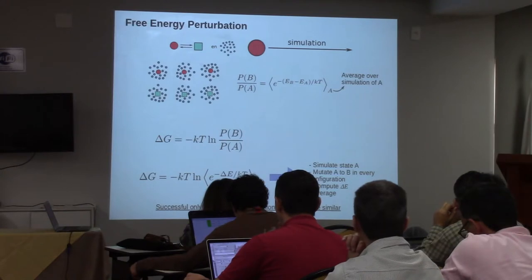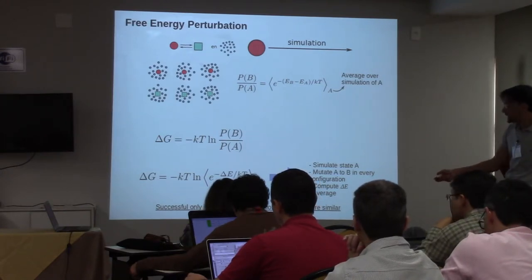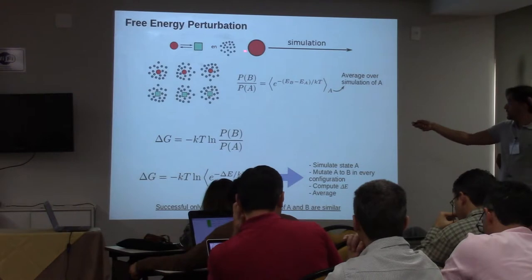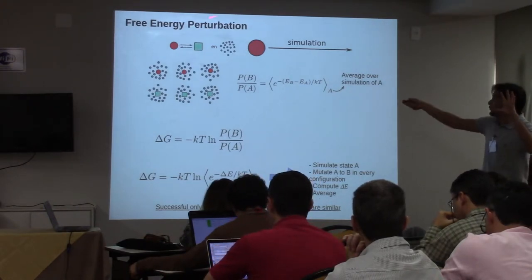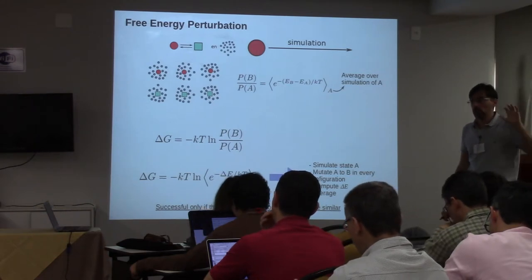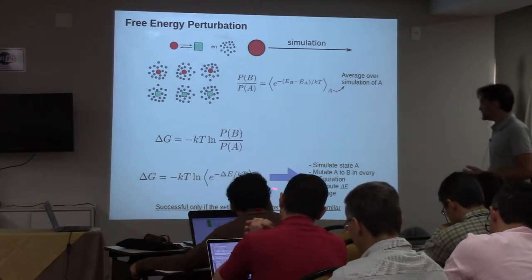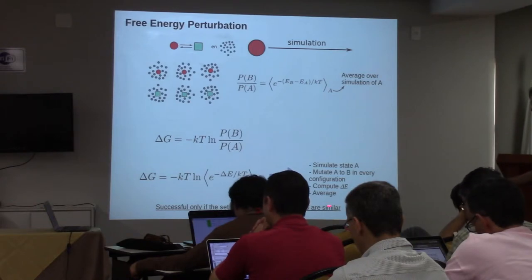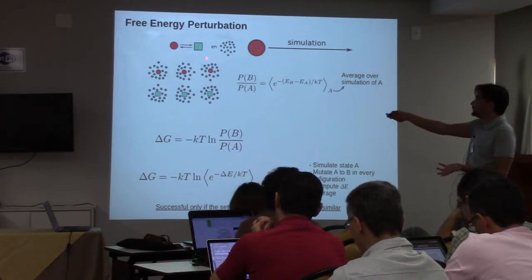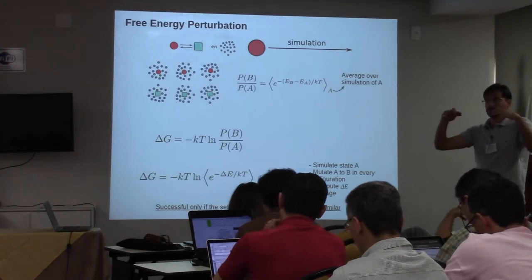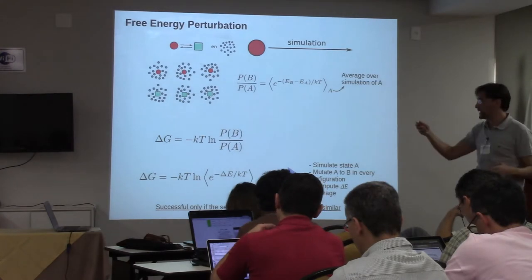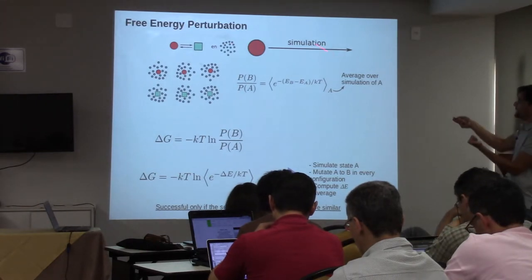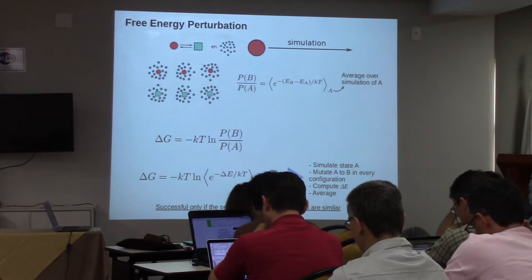Of course, we are assuming here that the set of configurations which are sampled by a simulation of the red ball or anything else is enough to represent every configuration of the green square. So this idea will only be successful if the set of configurations of state A and state B are similar. If these two states are very different from each other, then the mutation will perturb the configurations in such a way that it is very hard in practice to obtain a simulation of the first state that samples correctly the states of the final state.